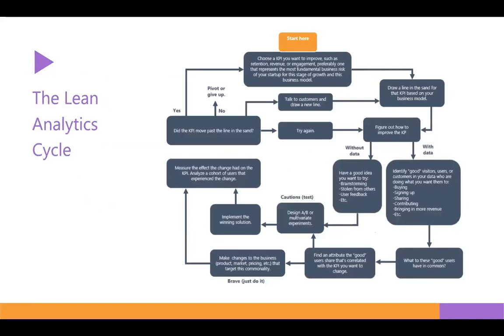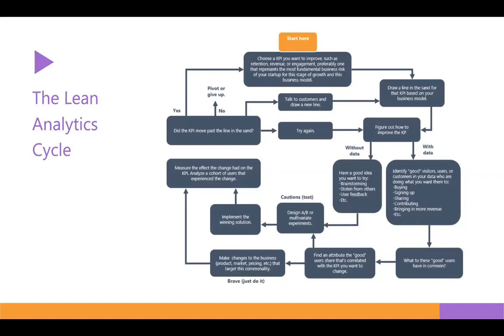Now, throughout your process of finding a business model that is sustainable, repeatable, and growing, you will be repeating the process over and over again. And this is the lean analytics cycle. Now, find a meaningful metric. Run experiments to improve until that metric is good enough. Move to the next problem or stage of your business.